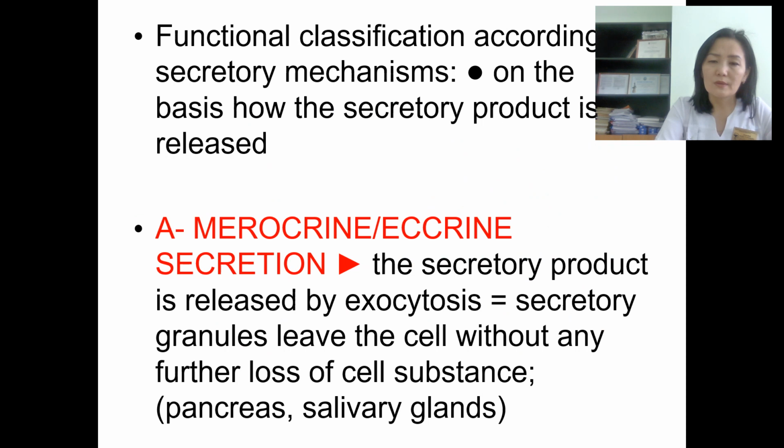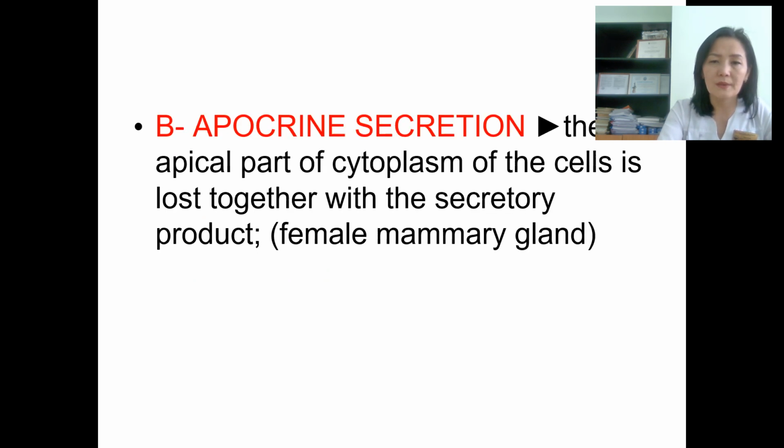Also, according to the secretory mechanisms, we can divide glands functionally into three types. First one is merocrine or eccrine secretion. The secretory product is released by exocytosis. Secretory granules leave the cell without any further loss of cell substance. Later I'll show you. For example, the pancreas and the salivary glands are merocrine or eccrine glands.